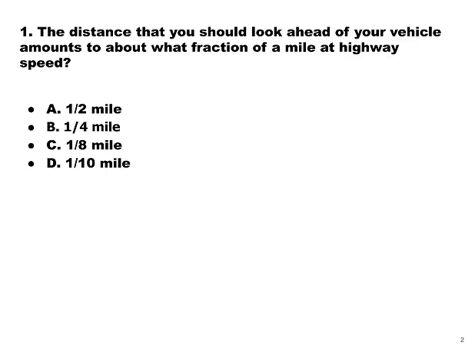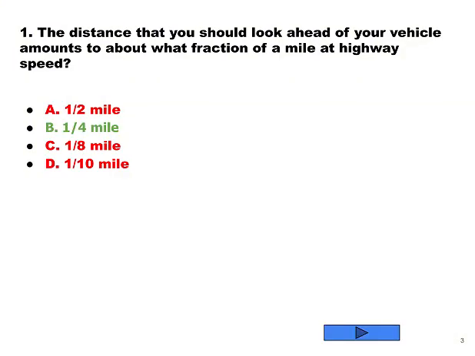The distance that you should look ahead of your vehicle amounts to about what fraction of a mile at highway speeds? A, 1/2 of a mile, B, 1/4 of a mile, C, 1/8 of a mile, or D, 1/10 of a mile. The answer is actually B, 1/4 of a mile.